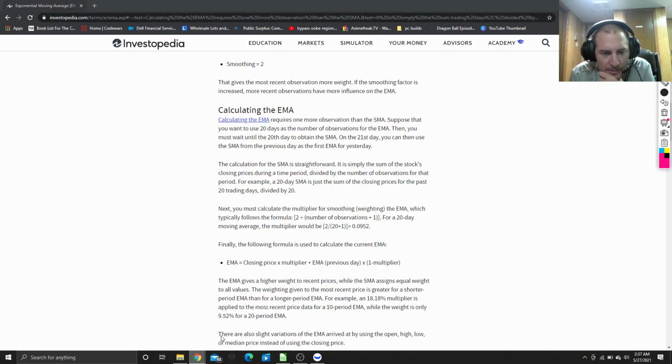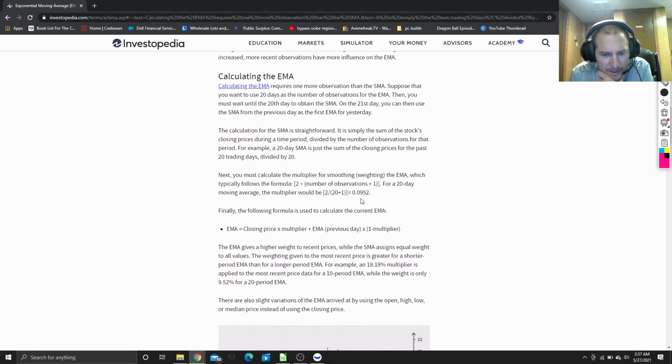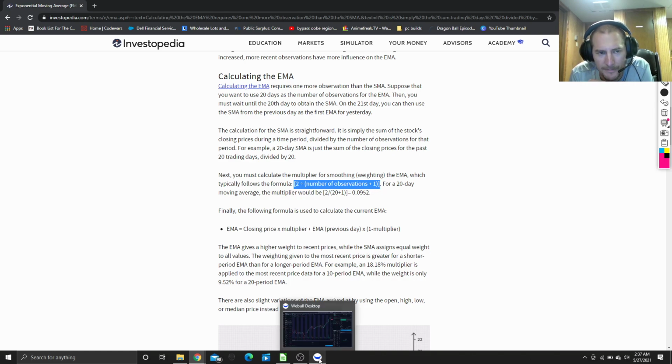So the calculation for the exponential moving average is a bit different, and it really doesn't matter if you know this or not, but if you're a math nerd, you may want to. So it's going to be this here. It's just basically a smoothed, more reactive version of a simple moving average. So if you're interested in the math to it, you can Google that, but honestly, you don't really need to know the math.